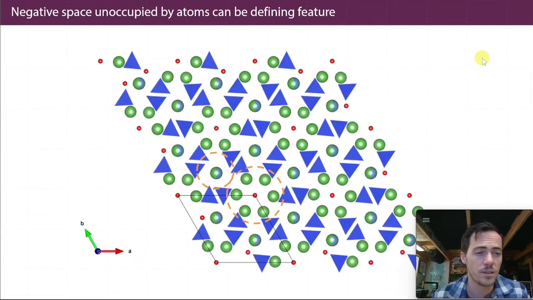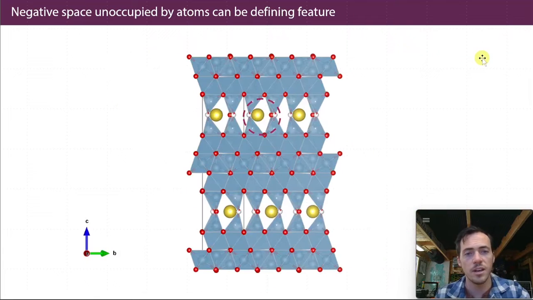Something that often gets left out of this space, I think, is the negative space that is unoccupied by atoms. Well, that may well be the defining feature for a given property. This is the apatite crystal structure, and when we were looking at conductivity, or even thermal conductivity as well as ionic conductivity, the presence or lack thereof of materials in these channels can really govern the properties. So how do we define negative space? And this is true in many other things.